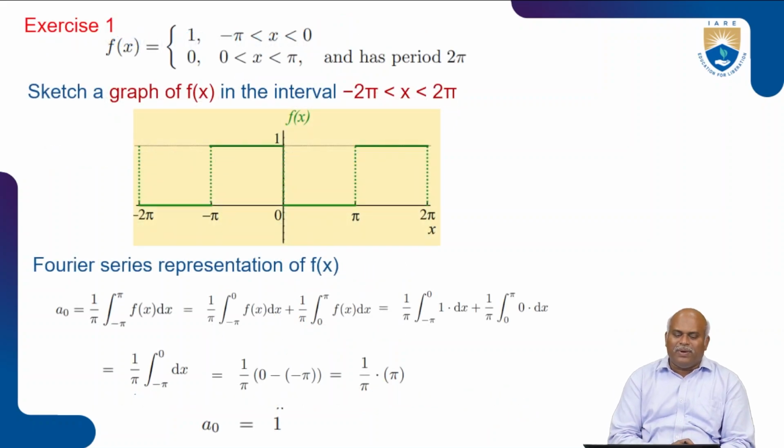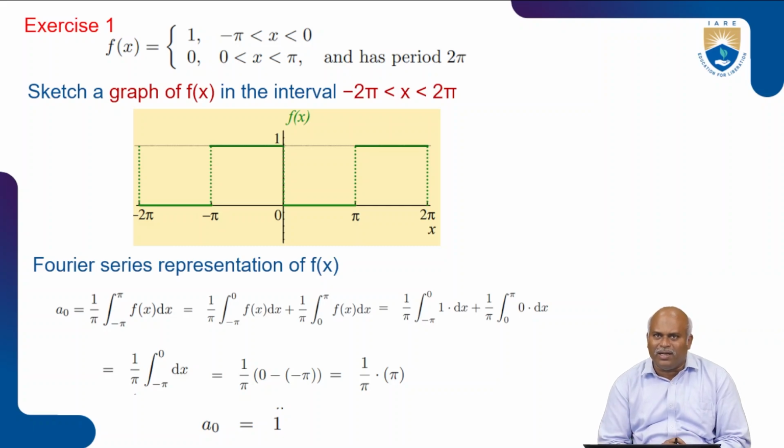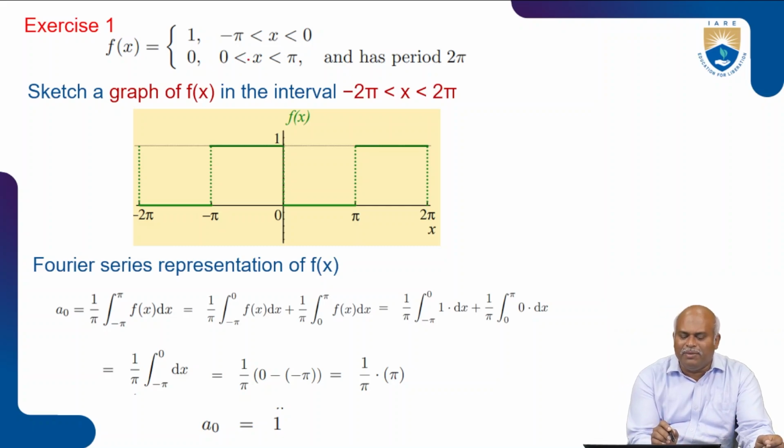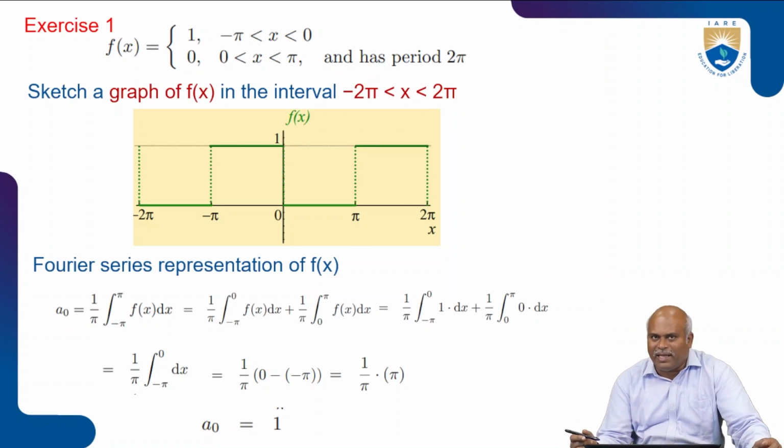Now, I received the signal f of x equal to 1 over the interval minus pi to 0. For 0 to x less than pi, the value is equal to 0, and the period is equal to 2 pi. Okay, in this case we need to draw the diagram.